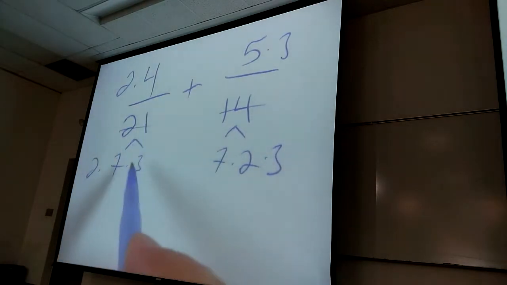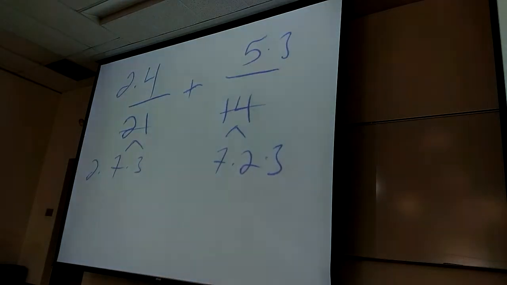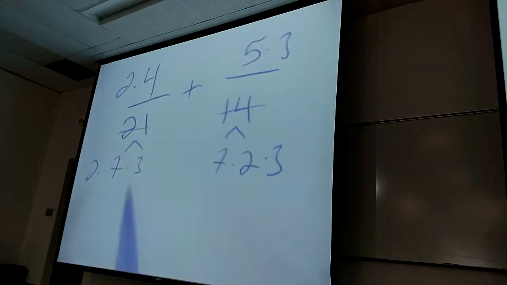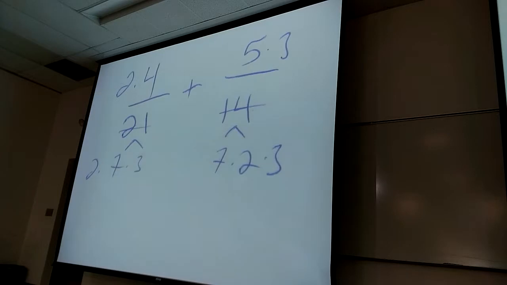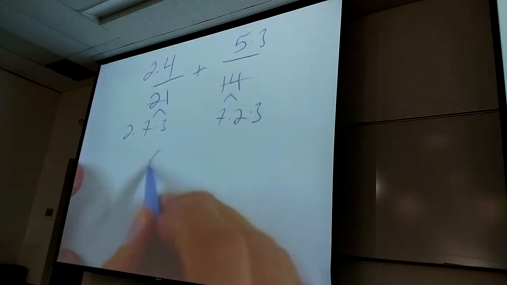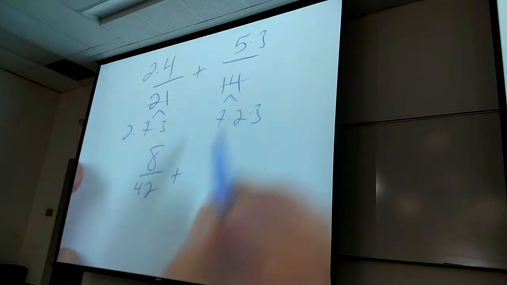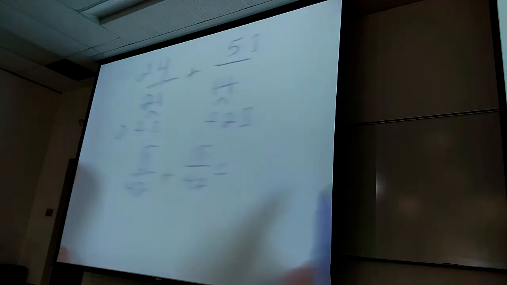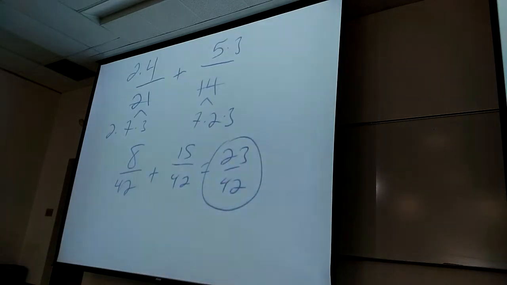So I factored the bottom. I saw what they were each missing relative to the other one, and I gave them that thing. And now both of the bottoms are what? 42. That's the answer. So we have 8 over 42 plus 15 over 42 is 23 over 42, and that doesn't reduce, so I'm done.